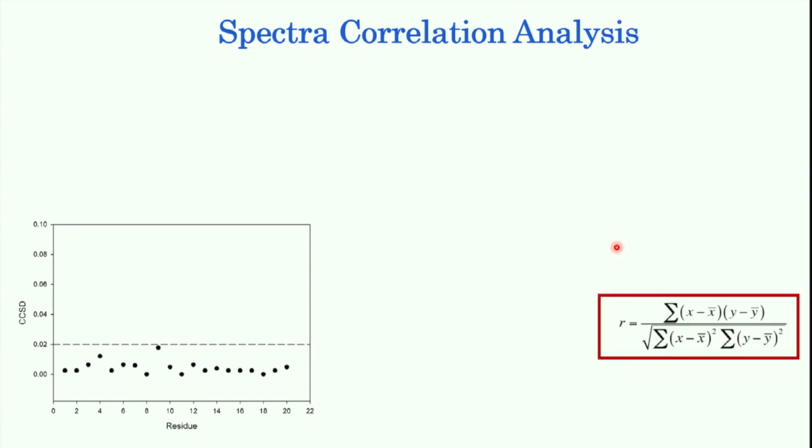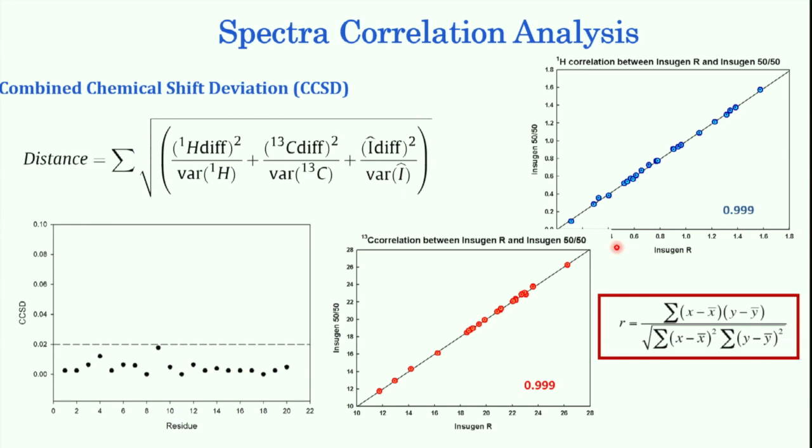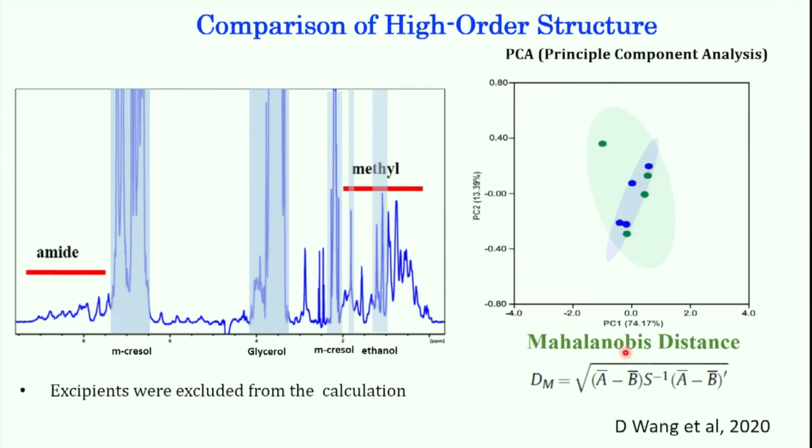You can even do the spectral correlation analysis like a CCSD that basically takes care of proton, carbon chemical shift and intensity, and you can match two reference products with a biosimilar, and you see if the deviation is low, they are very well matching. You can do the correlation coefficient plotted by this. So using even this statistical analysis, one can show that they are highly similar.